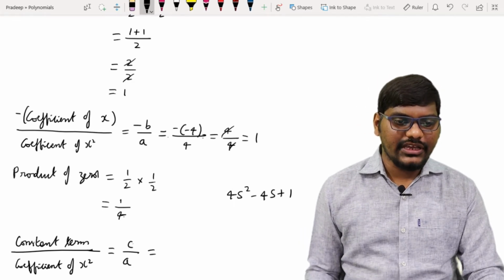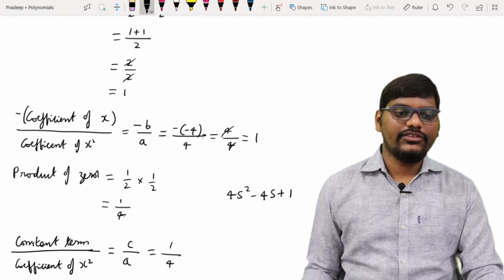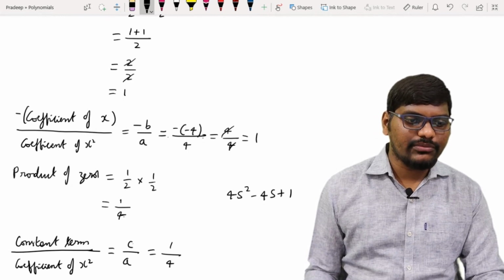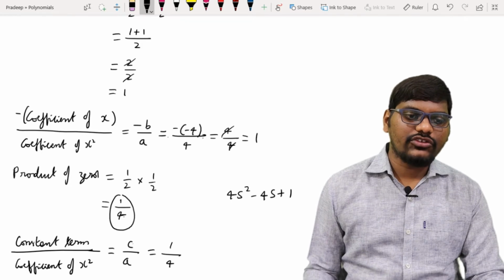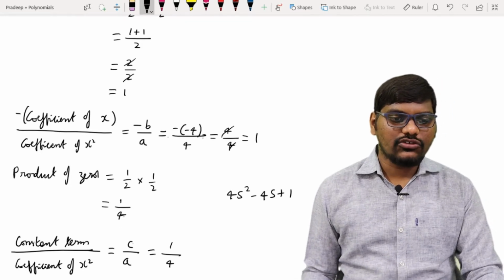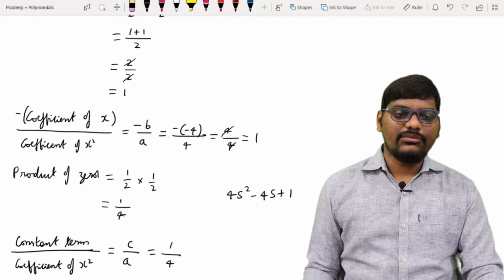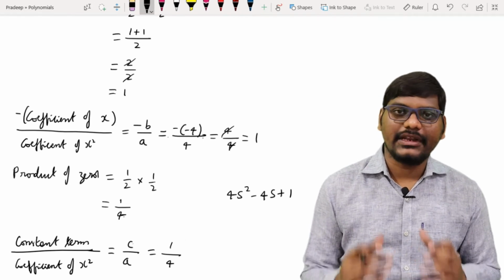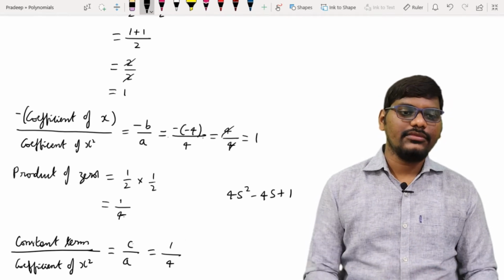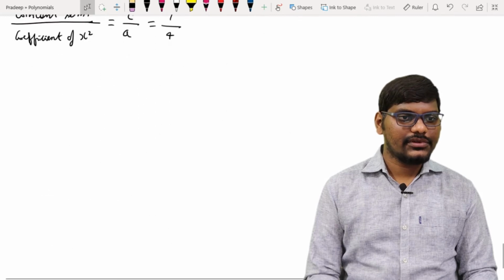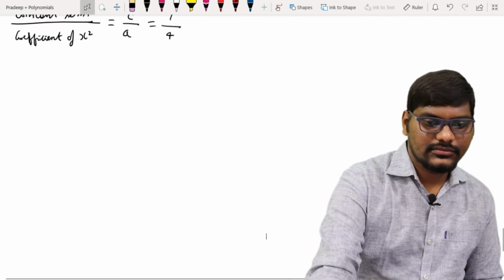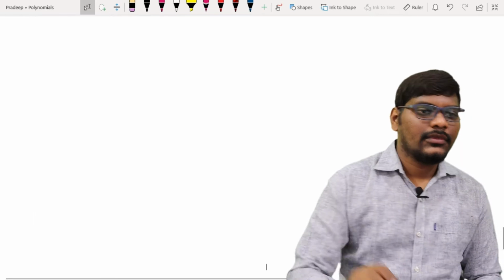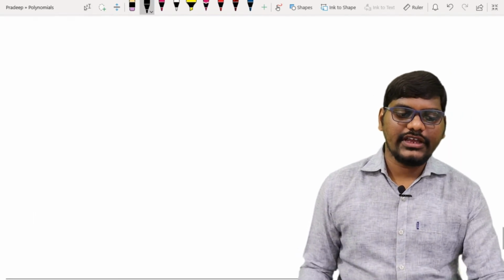So we'll just substitute here, 1 by 4 is the value. So here when we directly multiply the product of zeros, we got 1 by 4, and here also we got the value as 1 by 4. So this is all about this particular question. Okay, so we'll go for the next question.